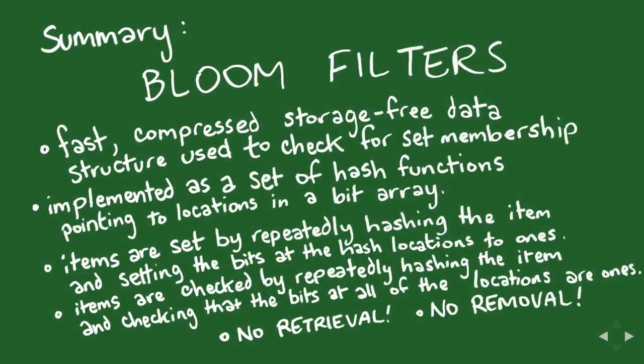So in summary, and this is a big crowded summary, Bloom filters are a fast, compressed, storage-free data structure used to check for set membership. It's implemented as a set of hash functions pointing to locations in a bit array. Items are set by repeatedly hashing the item you'd like to add to the filter and setting the bits at the hash locations to ones. Items are checked by repeatedly hashing the item and checking that the bits at all of those locations are ones. And it doesn't allow retrieval or removal.